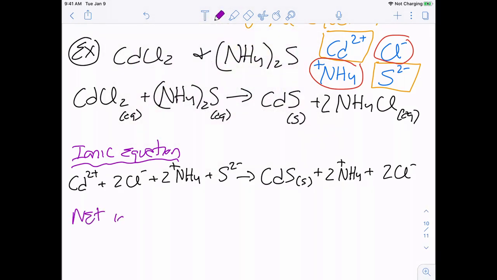My net ionic equation, I'm going to get rid of my spectator ions. Again, spectator ions are ions that are not undergoing a chemical change. They're going to be exactly the same on both the reactant and product side of my equation. So if we go up to our ionic, I have 2 chloride, and then over on the product side, I also have 2 chloride, so I'm going to cancel those out. I have 2 ammonium, and I have 2 ammonium.